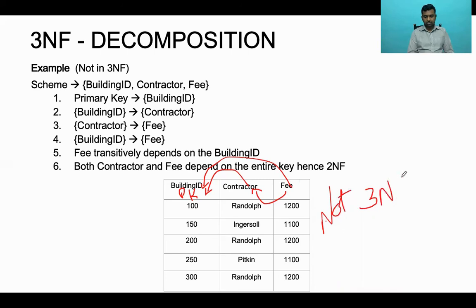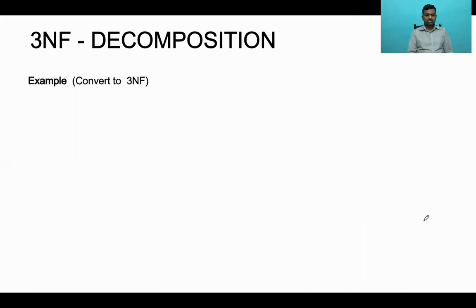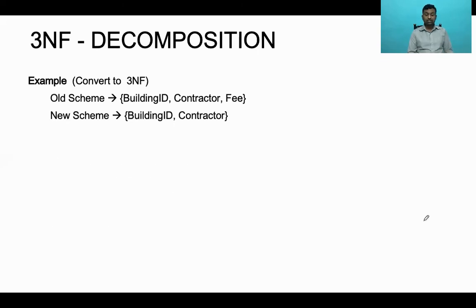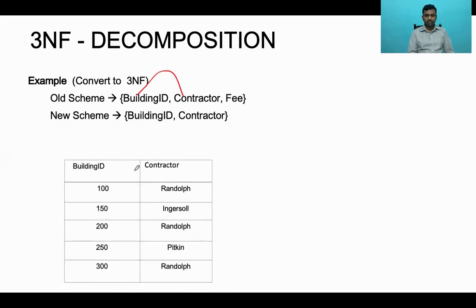So when it is not in third normal form, I have to start decomposing it. How will I do it? That is what we're going to see now, right? Now I'm going to convert my already existing old schema, having building ID, contractor, and fee. Here, the new schema, I'm going to divide, that is building ID and contractor. So this is my table. Building ID is my primary key, and contractor is fully functionally dependent on building ID, and there is no other column to do it, right?